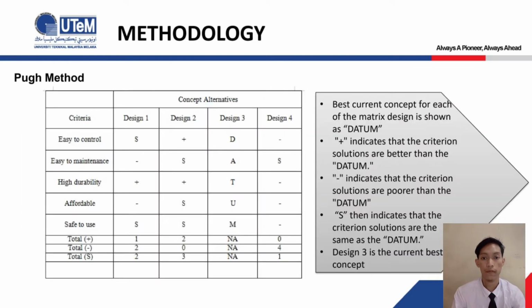Okay, next for the PERC method. The PERC method has been done in making the design decision. As you can see from the table here, the term means the best current concept for each design. Plus indicates that the criterion solution is better than the term. Minus indicates that the criterion solution is poorer than the term. S indicates the criterion is the same as the term. As for now, design 3 is the current best concept.